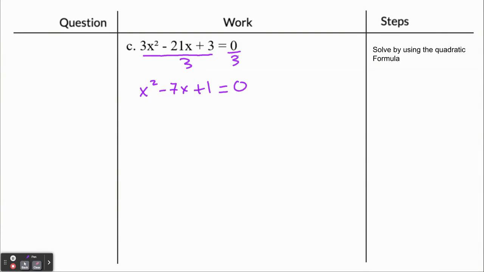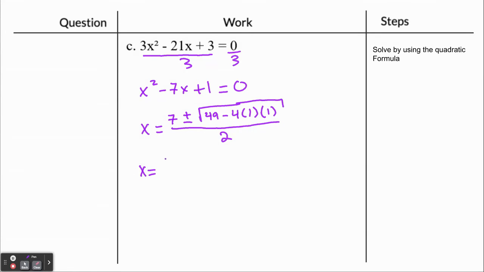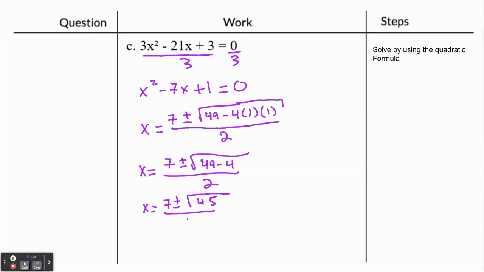Now if I use the quadratic formula, let's look at it. We have x equals negative b, which is just a positive 7, plus or minus the square root of b squared, 49, minus 4 times a, which is just 1 now, times c, which is also 1, all over 2 times a, and 2 times 1 is just 2. I'm going to simplify what's under the square root sign here, and I get 49 minus 4 all over 2. Now I get x equals 7 plus or minus the square root of 45... Nope, that's not 45. 45 all over 2.